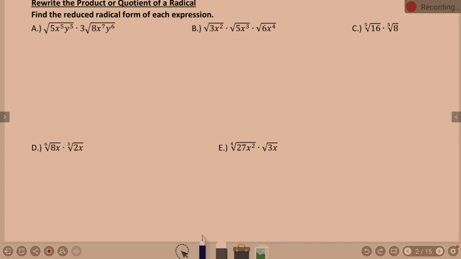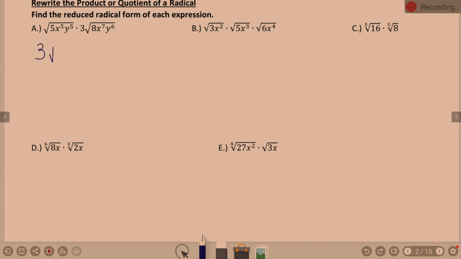Now, notice there's a 3 out front. That 3 out front stays out front. That's still the square root rule. That 3 is not a cube root; it's just a constant 3 out front. So I'm going to keep my 3 out front.